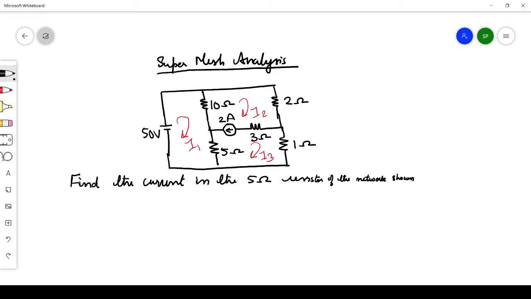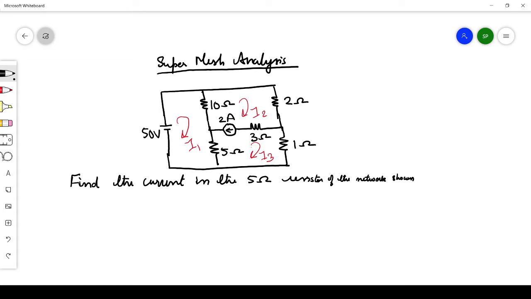So what is the supermesh analysis? You can see this 2 ampere is common between mesh 2 and mesh 3. So what we do is combine mesh 2 and mesh 3 to form a single mesh, bypassing this 2 ampere source and 3 ohm resistor. Now, since there is a current source present in this supermesh, we will write the current equation separately for that current source.